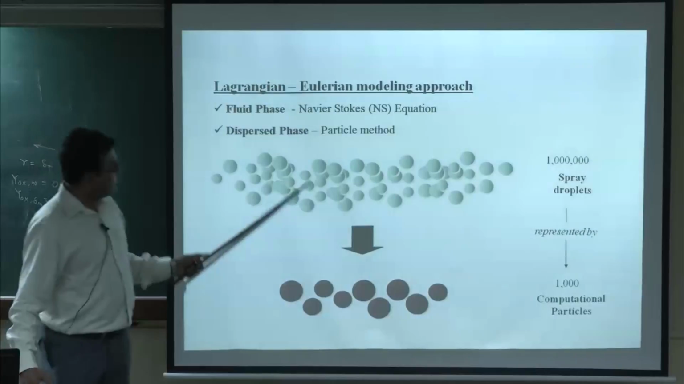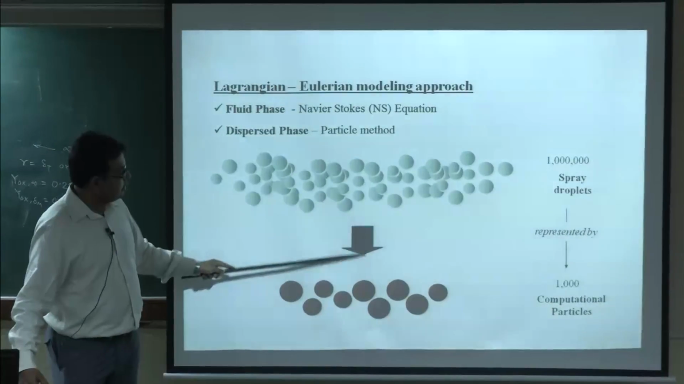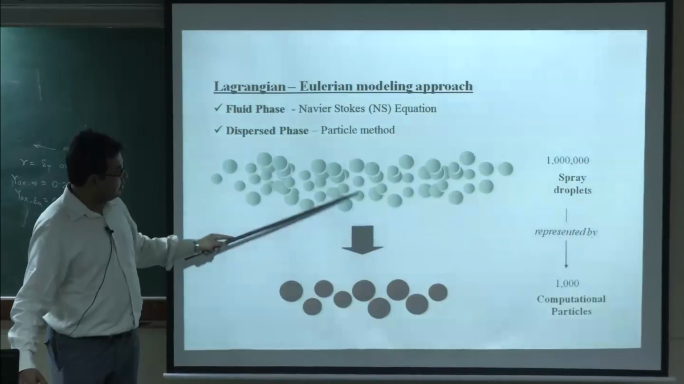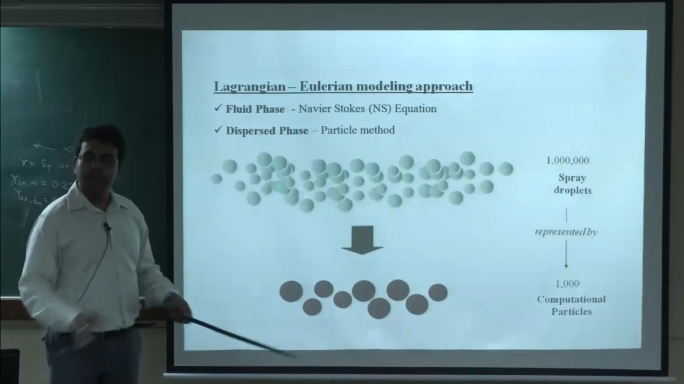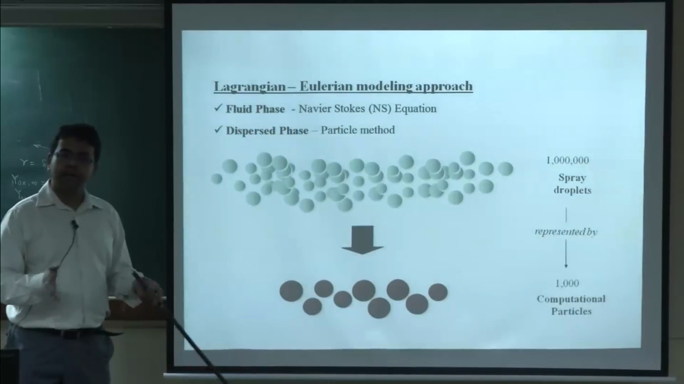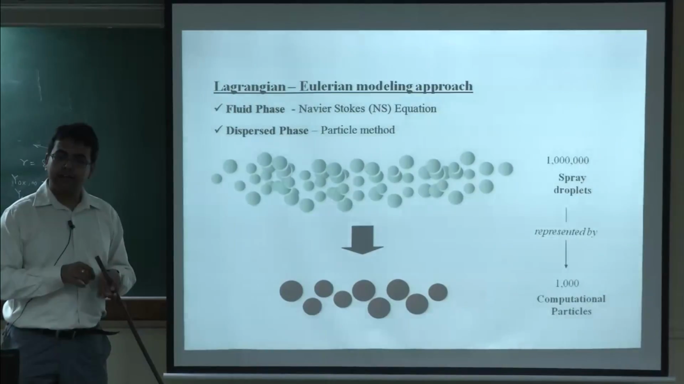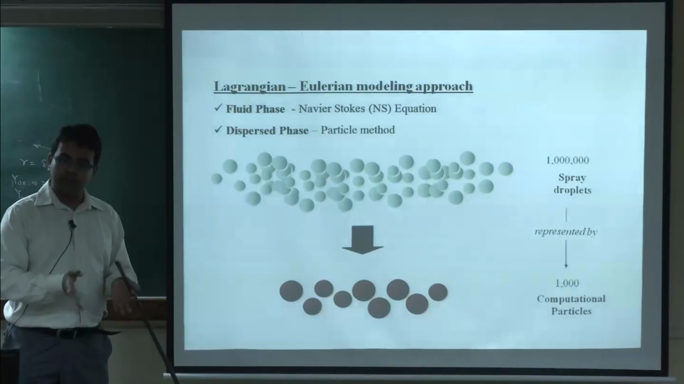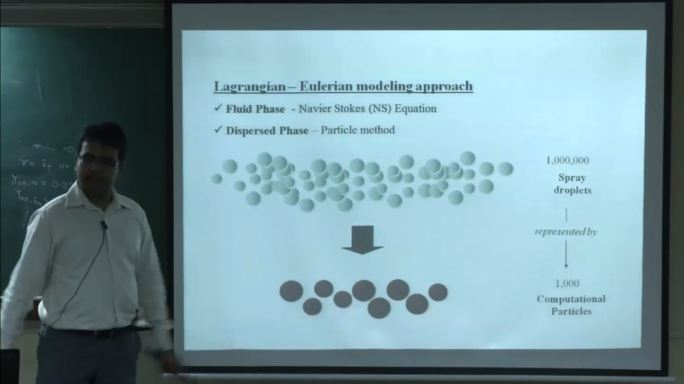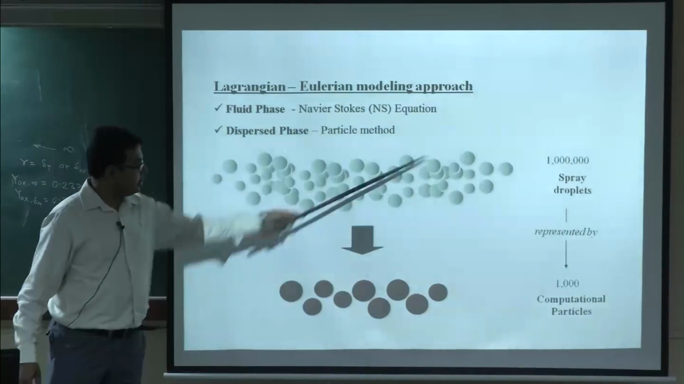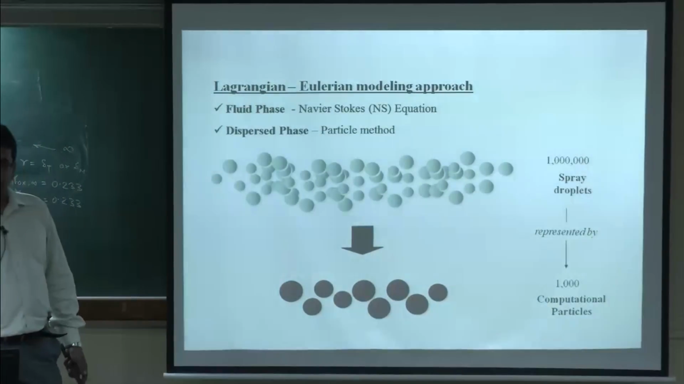But it is very difficult to track the million spray particles, so we simplify this. We represent a group of particles. We can club some of the particles which may have initially identical properties, like identical diameter, identical velocity, identical location. Then we can reduce the number of particles. Typically we can come down to, let us say, about 1000.